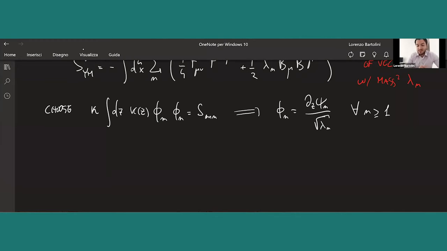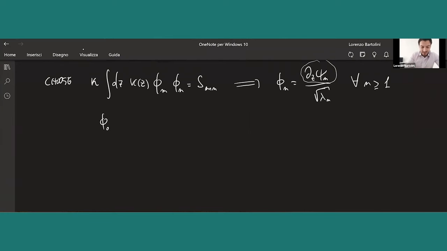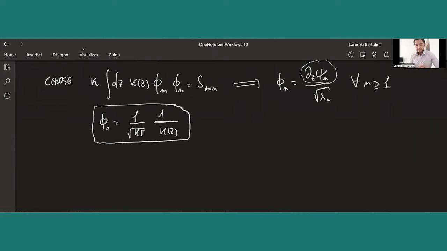But if you want a complete set, you have to pay attention because there is another function that is orthogonal to each one of these. And this function, we will call it phi 0. And it is to have the same normalization. It is like this. Okay, so this one is different from the others because it has no corresponding mode in the vector meson tower excitations.